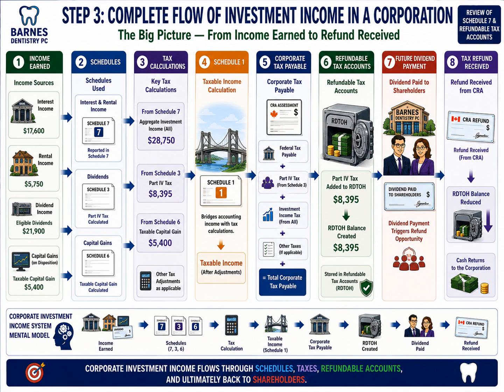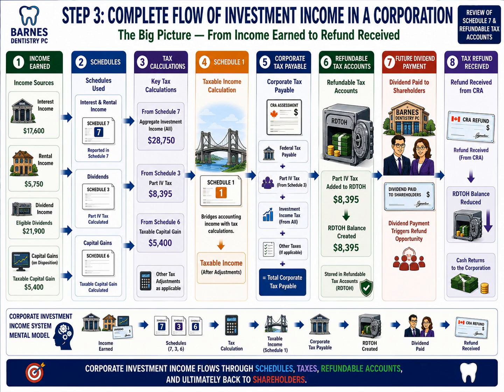Now look at Stage 6. Part 4 tax generated by Schedule 3 is transferred into RDTOH, or refundable dividend tax on hand. For Barnes Dentistry, Part 4 tax of $8,395 created an RDTOH balance of the same amount. This balance represents refundable tax that may be recovered in the future.